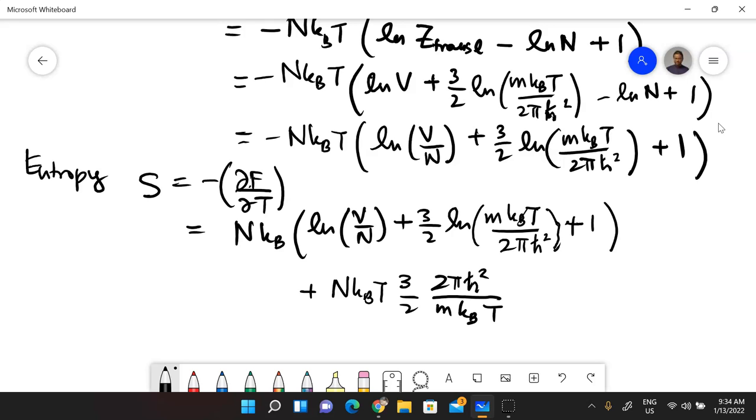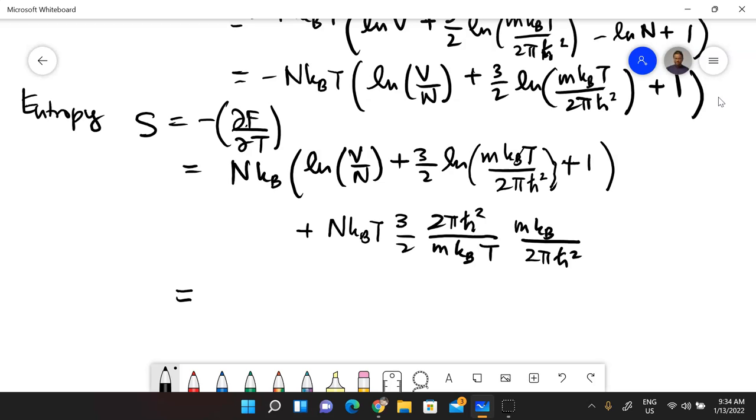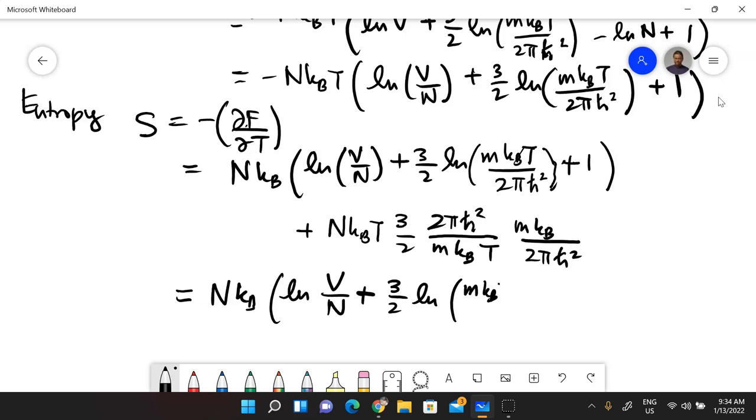Okay, this is differentiating the log. Okay, and then you have to differentiate the thing in the bracket of the log, so that gives you m k_B divided by 2 pi h bar squared. So if you simplify the whole thing, then combine them together, so I'm not going to show all the steps. So this will actually give us N k_B log V over N plus 3 over 2 log m k_B T on 2 pi h bar square plus 5 over 2.